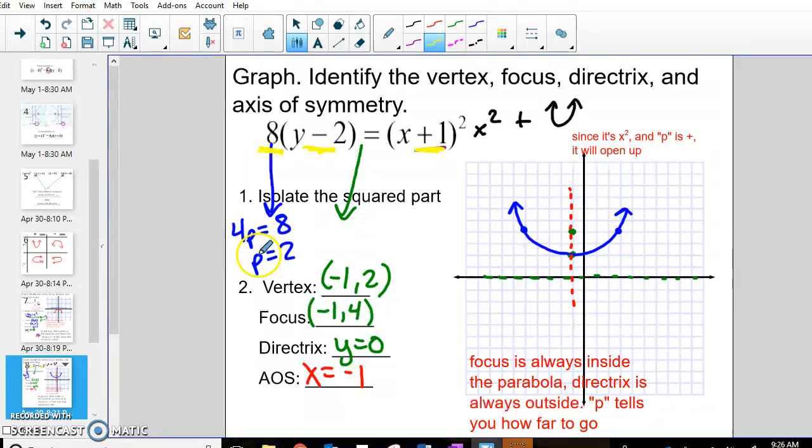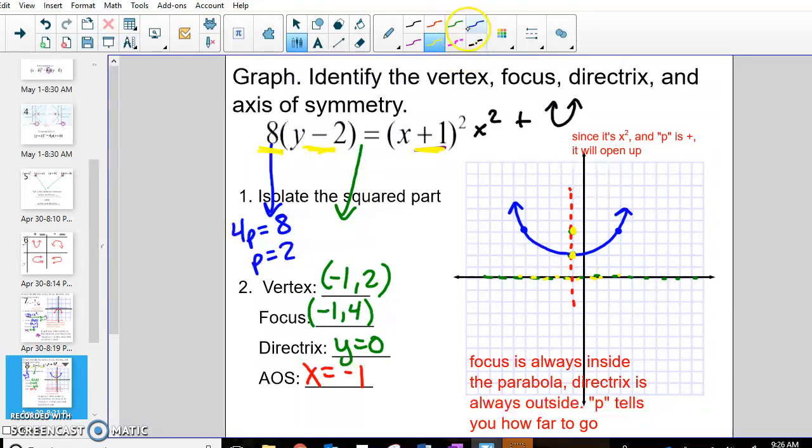And I can figure out my p-value here. Remember the formula: 4p equals 8. So p is equal to 2. That means that your p tells you the distance to your focus and your directrix. So I know it's opening up. I put my vertex on here, and then I know my focus is 2 units above because it's inside, and my directrix is 2 units below because it's outside.